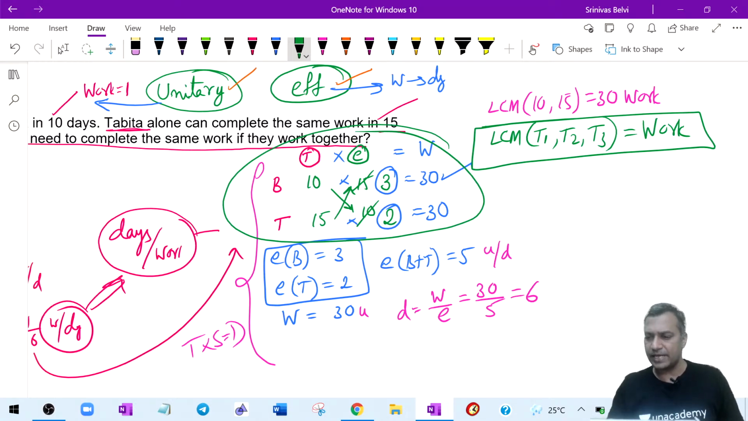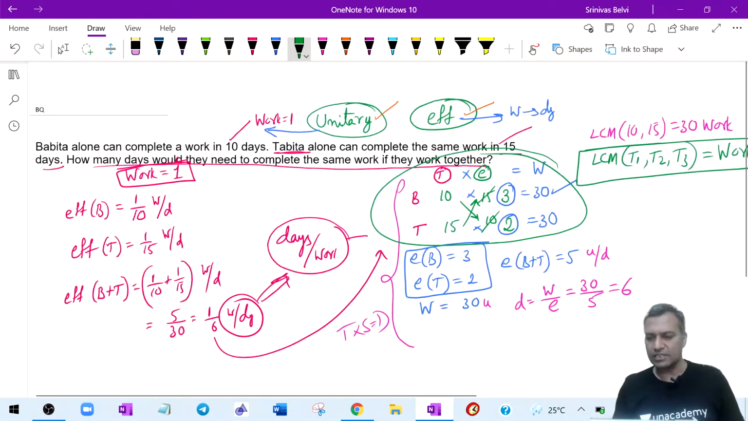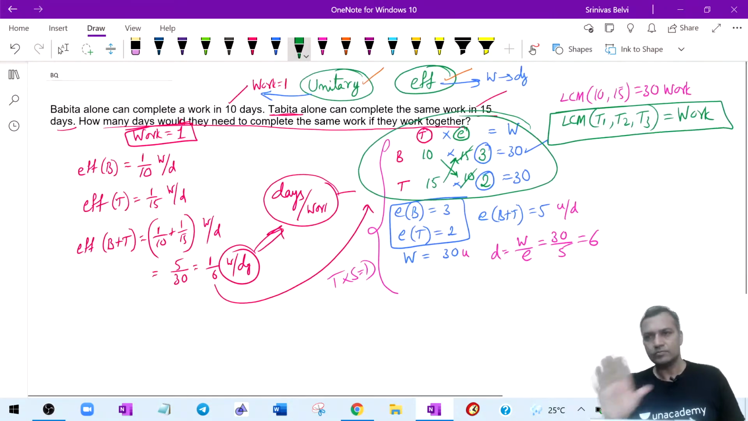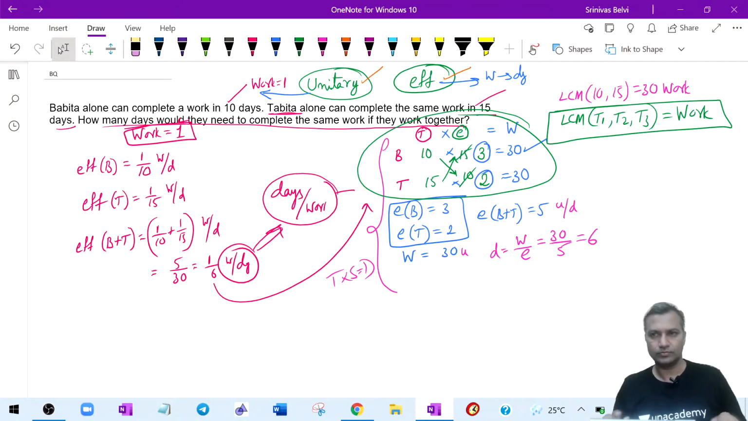Okay, did both the methods make sense to everyone? Are both the methods clear to you?